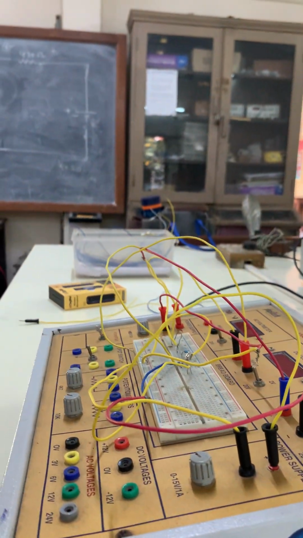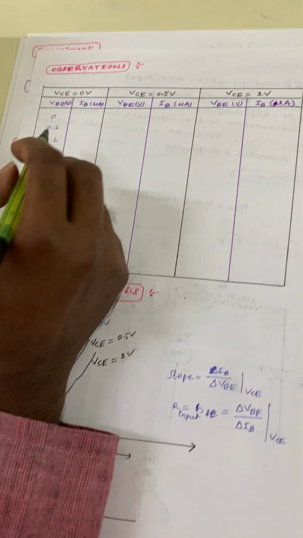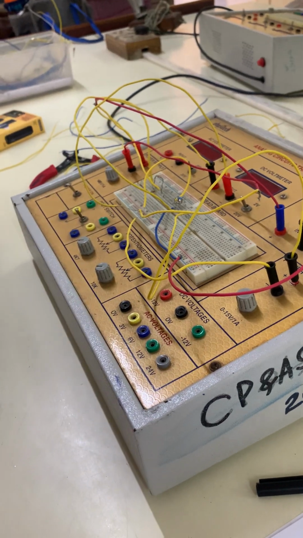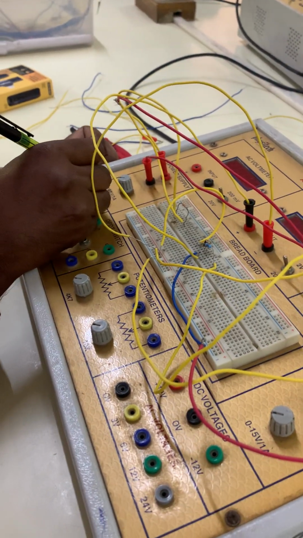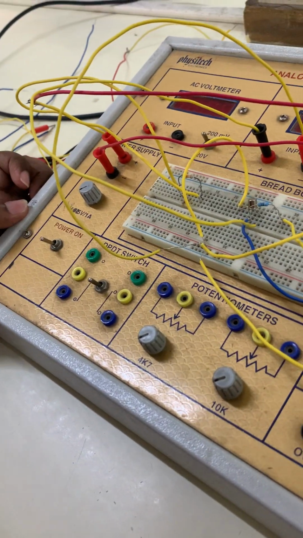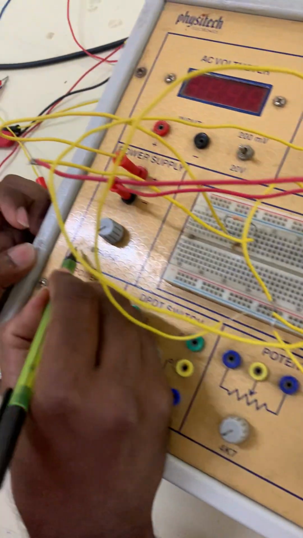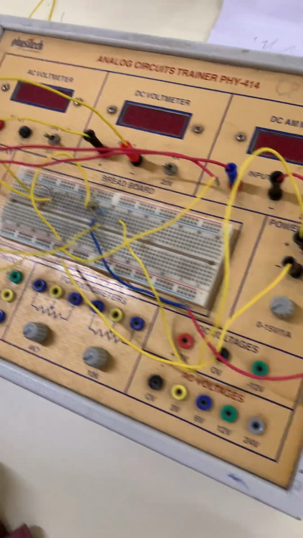So now what do we have to do? First we have to switch on for the observations. We are going for the observations. First you have to roll completely to ground. This is the input voltage VBE. This one is output voltage VCE. This is output voltage. This is input voltage VBE. Correct? This one is the input voltage.